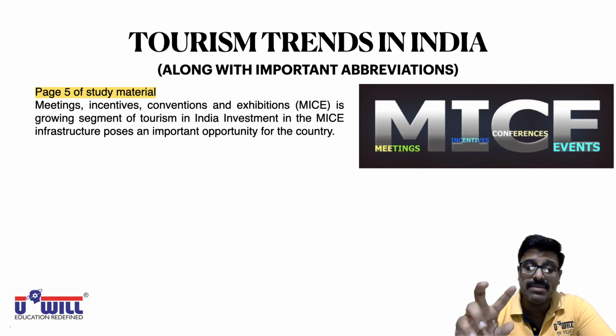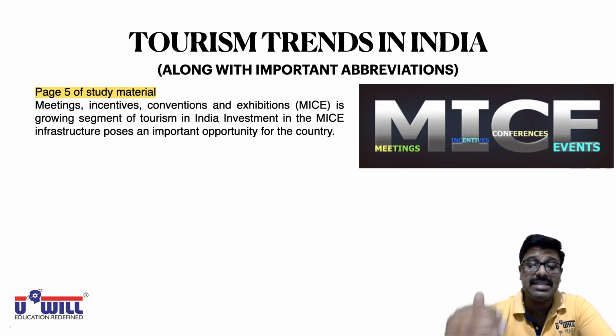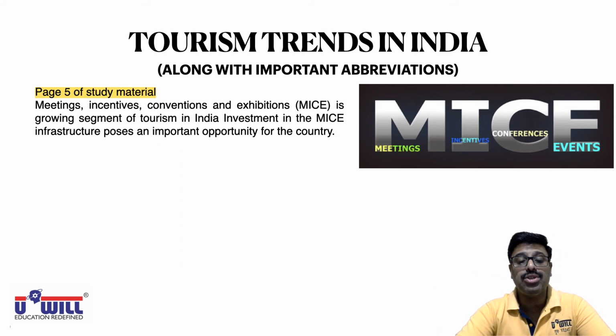Conventions and conferences mean the same. But in MCQ, they can give you the option of conference also, convention also. You go with convention. And E stands for exhibitions. Don't write events. Exhibitions and events are similar, but in exams, you have to write meetings, incentives, conventions, and exhibitions.